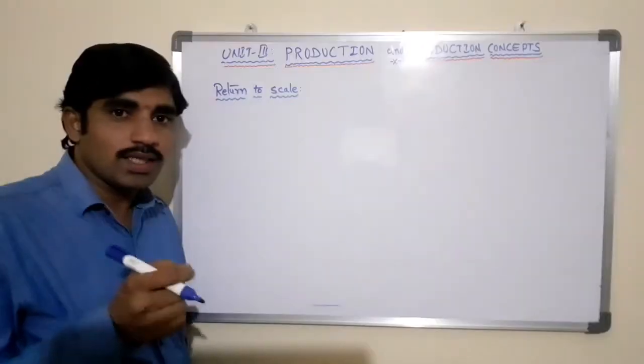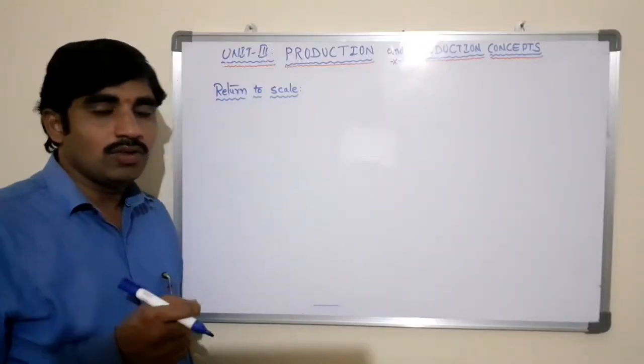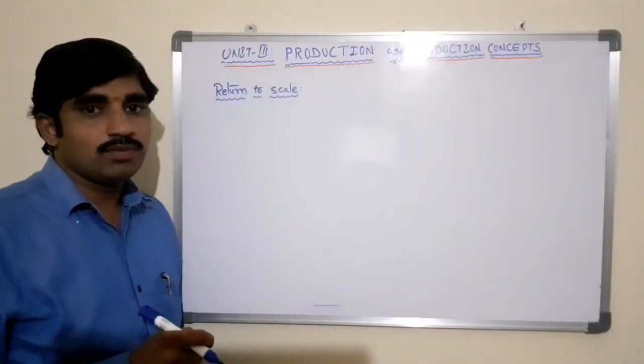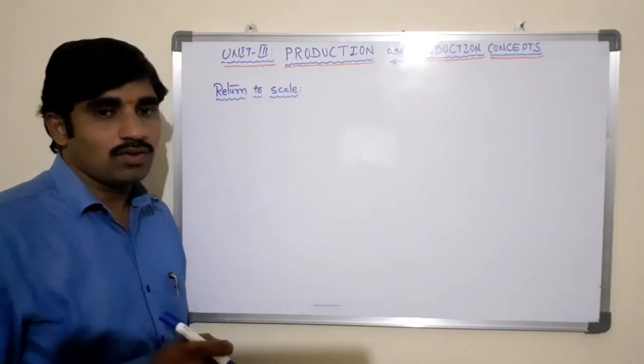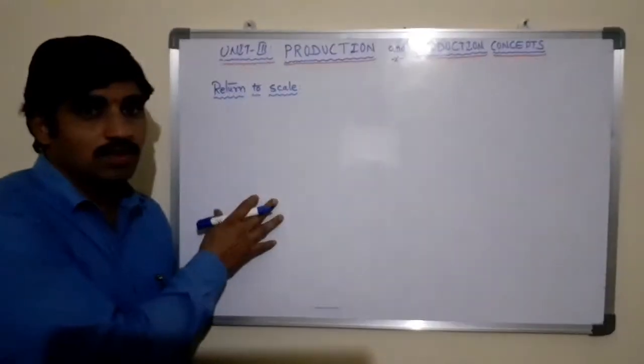So returns to scale implies the behavior of output when all the factor inputs are changed in the same proportion, given the same technology. This is also known as returns to scale.